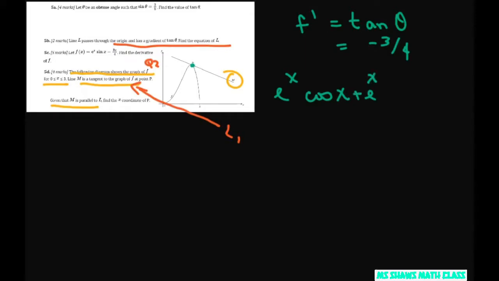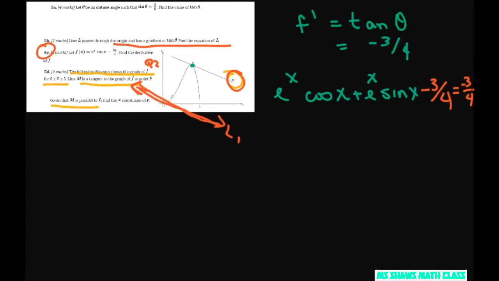So what you do is you're going to let f prime of x equal tan theta, so we know that that equals negative 3/4. And we have the derivative, so we have e to the x cosine of x plus e to the x sine of x minus 3/4. That was our first derivative that we did in part C. And we're going to set it to this slope. These slopes are the same because they're parallel. So set that equal to negative 3/4, and then solve.